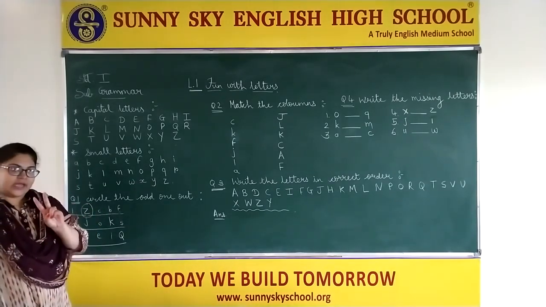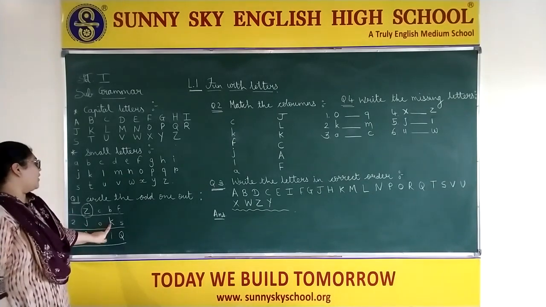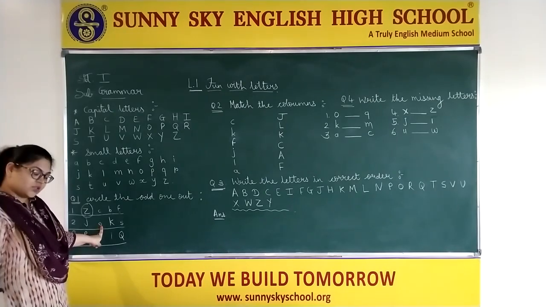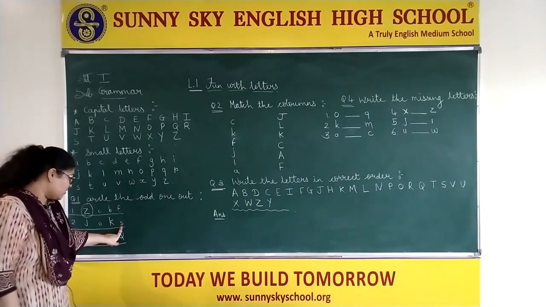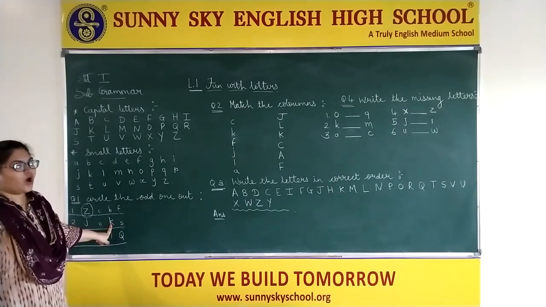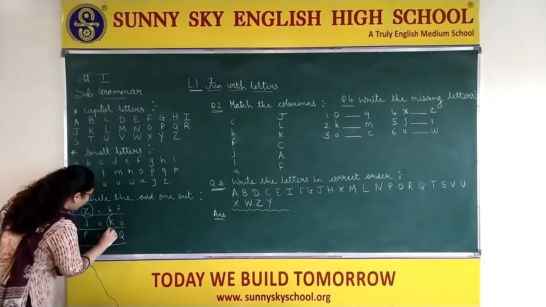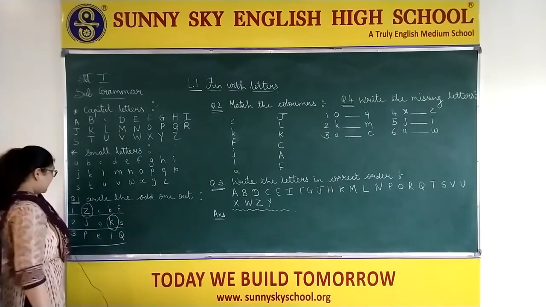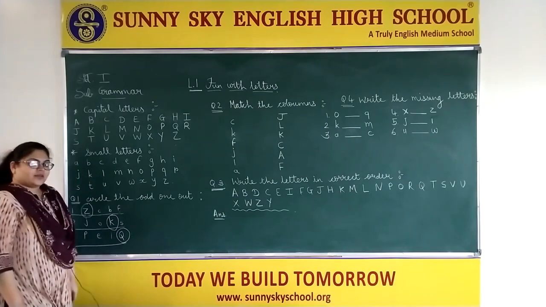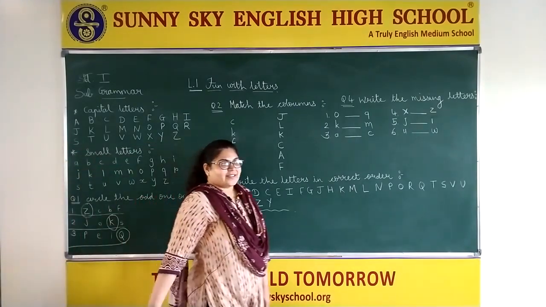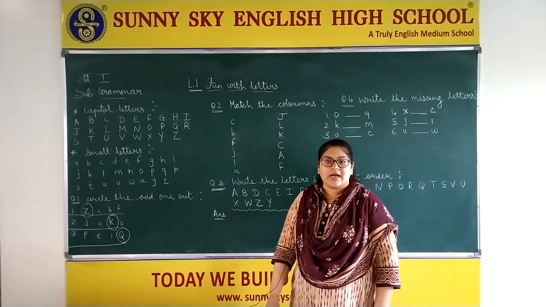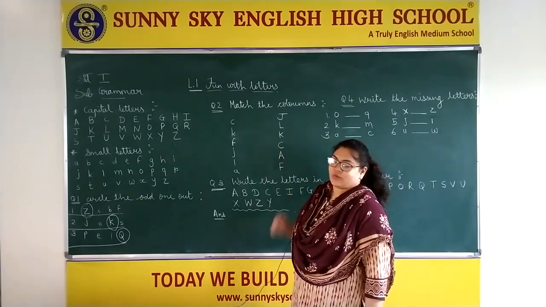Same way in second question J, O, K and S. Here J is small, O is also small letter, S is also small letter but K is capital letter, so K is odd one. So we will circle K. Same way in this question Q is odd one. Isn't it easy, right? It is very easy that we have to circle the odd one out. Now, let's go to our next question.